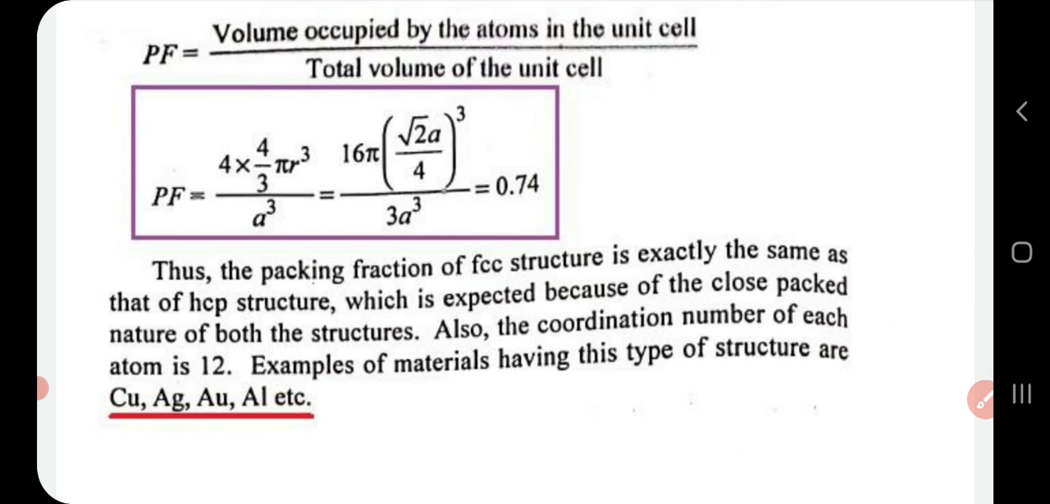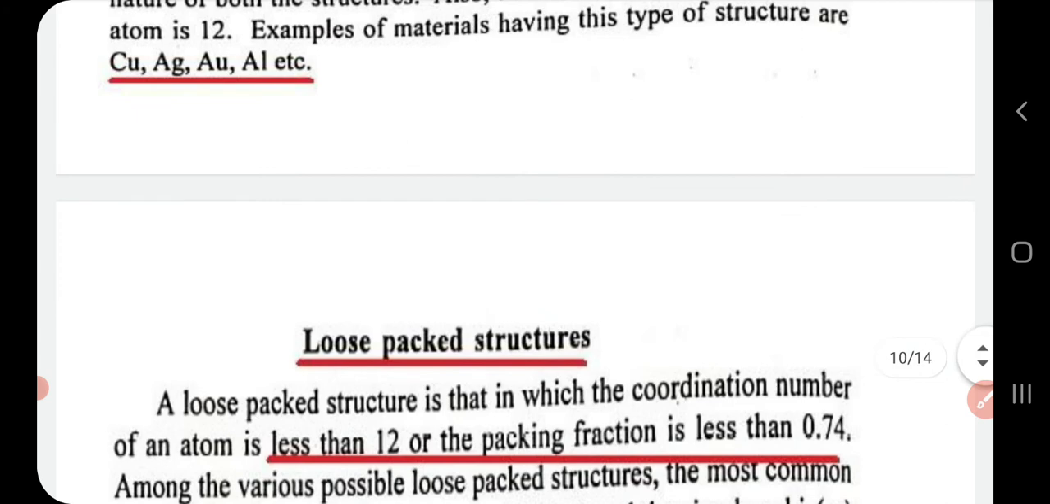Here coordination number is 12, packing fraction is 0.74, effective number of atoms per unit cell is 4. The shape of unit cell is face-centered cubic. Examples are copper, silver, gold, aluminium. So closed pack structure is over, and it was classified into HCP and FCC. Now we will learn about loose pack structure.